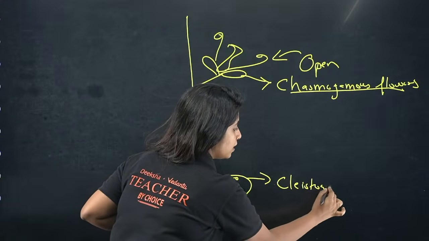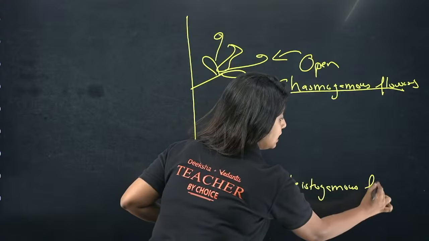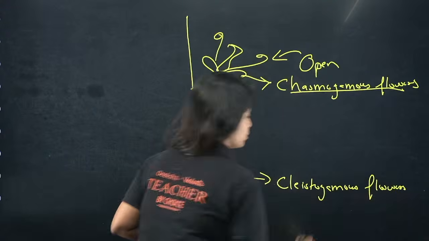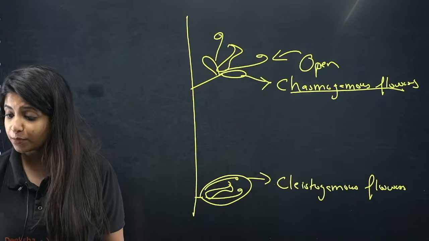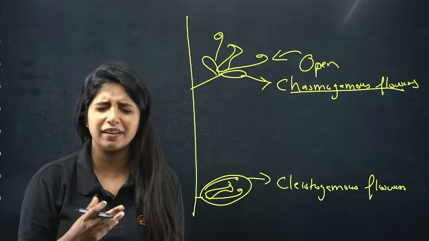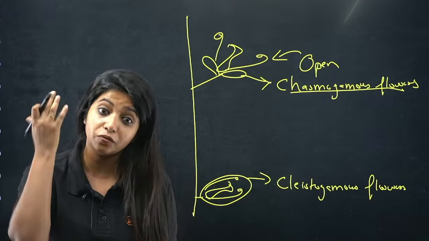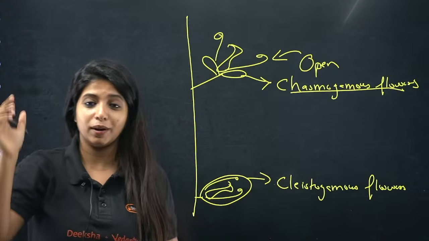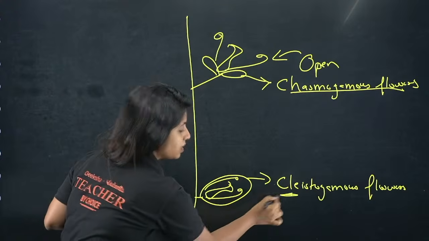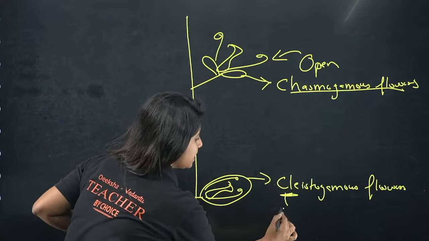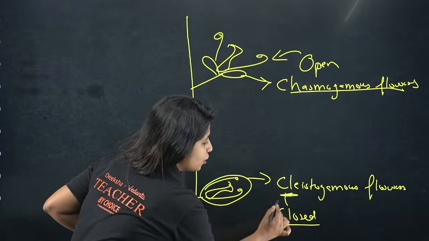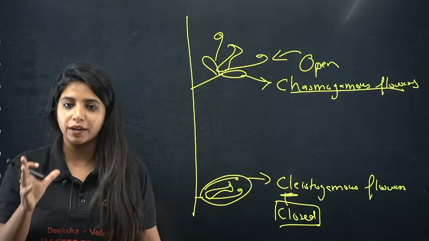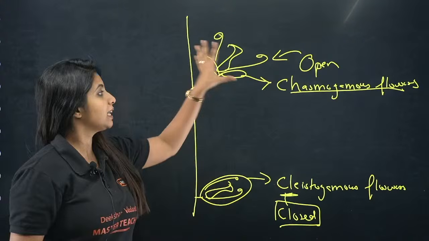And you know what you call them? You call them clistogamous flowers. What do you call them? Clistogamous flowers. And how do you remember it? It's a very easy thing. Some people get confused: is clisto the open one or the other one? So clisto starts with CL, and CL is for closed. That is the easiest way to remember it. So they are closed flowers, and the others are open flowers.